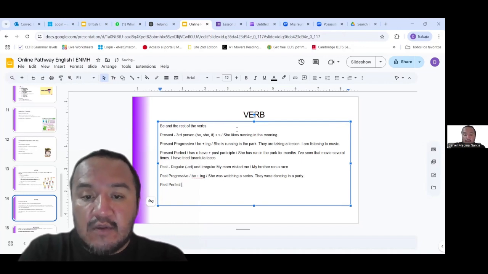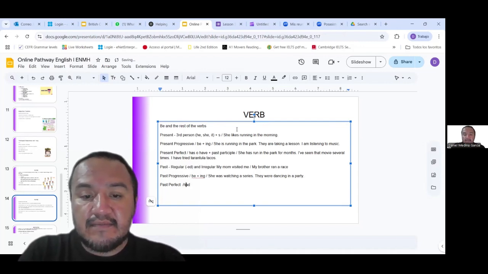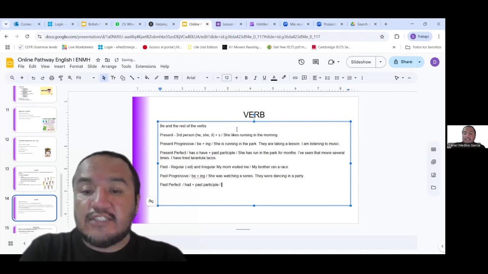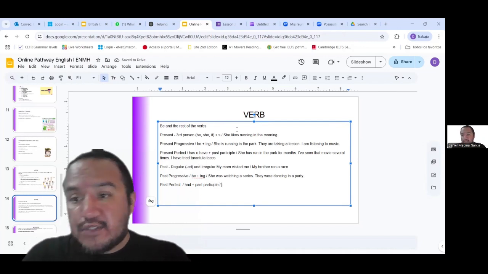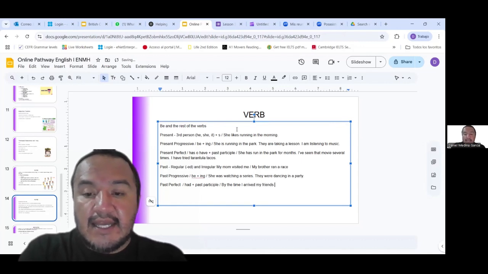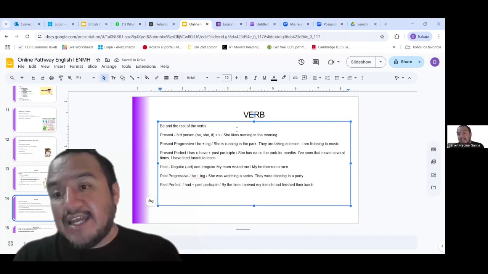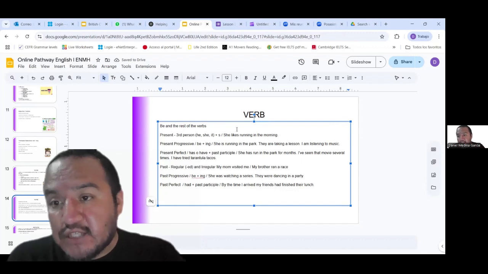And the past perfect, again, we will have our auxiliary verb have plus my past participle. And this is to imply that there was an action before another action in the past. You say, by the time I arrived, my friends had finished their lunch. Implying that my friends first finished the lunch and then I arrived. Both actions are in the past, but one action is over.